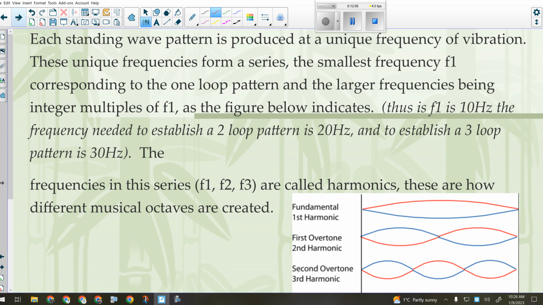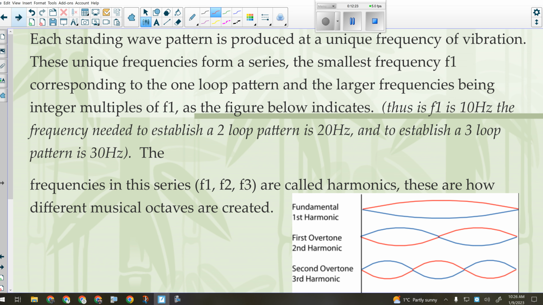Okay, so each standing wave pattern is produced at a unique frequency. We talked about that already. That's why it was so hard for me to get the fourth pattern, since I just couldn't seem to arrive at or find that frequency exactly. So it's produced at a unique frequency, and those frequencies form a series.